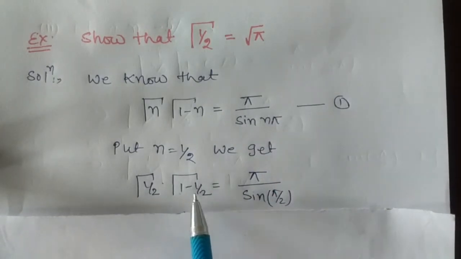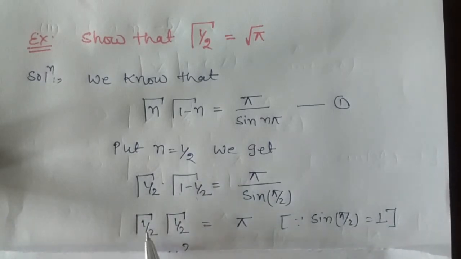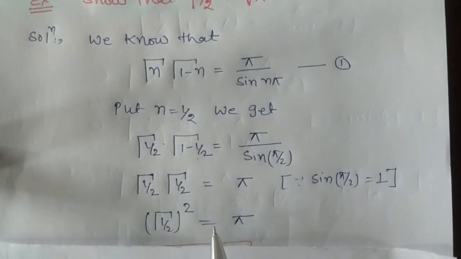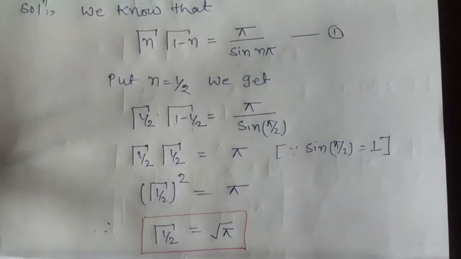Now 1 minus half is 1 by 2, so we have gamma 1 by 2 into gamma 1 by 2 equal to pi upon 1, as sine pi by 2 is 1. Now gamma half into gamma half is gamma half square, therefore we get gamma half square is equal to pi. Taking root on both sides, we get gamma half is equal to root pi. So this is the proof of the result that gamma half is root pi.